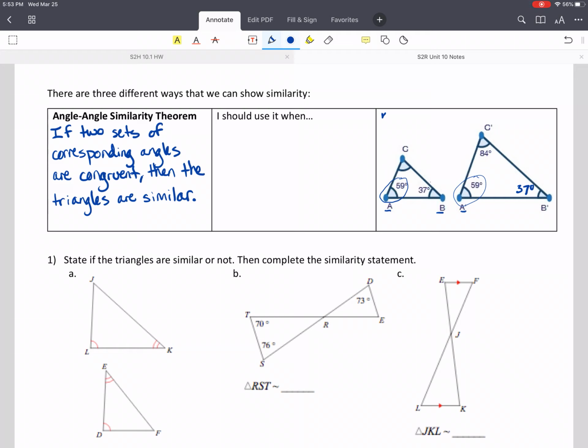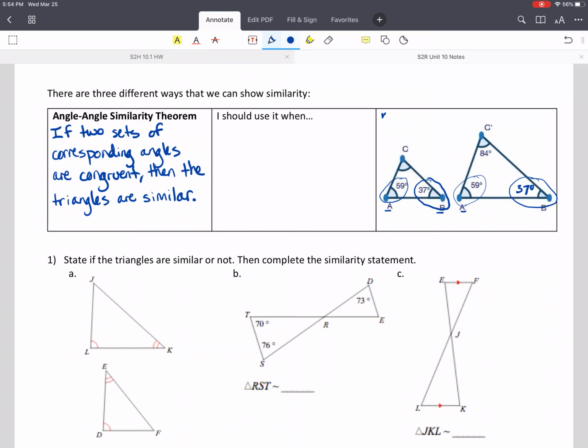And I don't even have to find that third one, because here's the deal. If two angles are congruent, and they always add to 180, that third angle also has to be congruent. So I know that these are similar triangles because all of the angles are congruent.